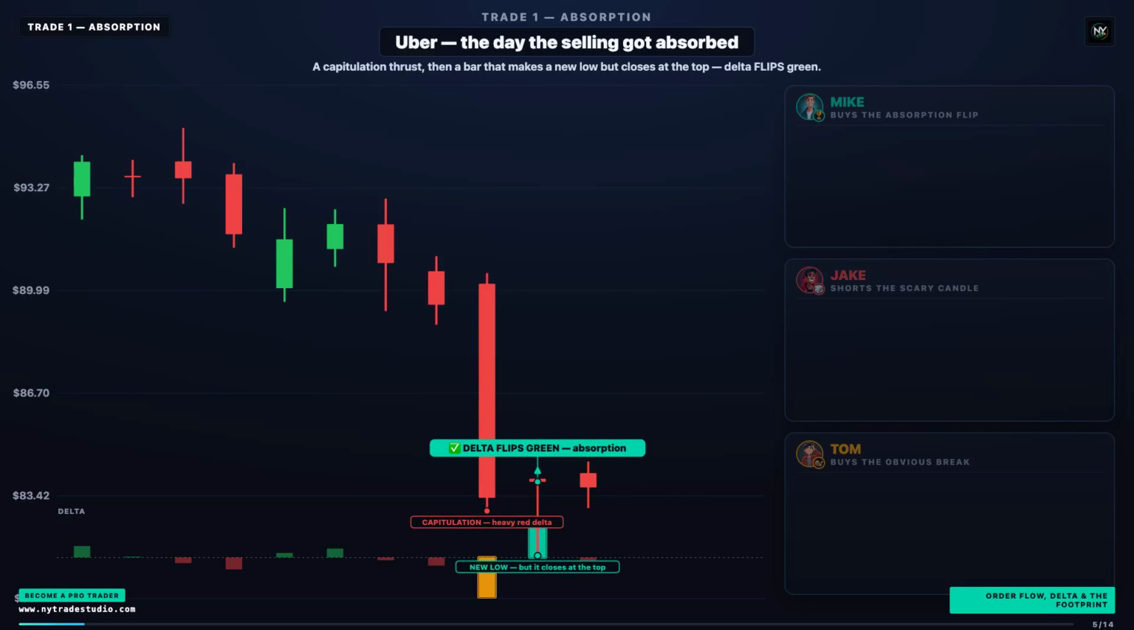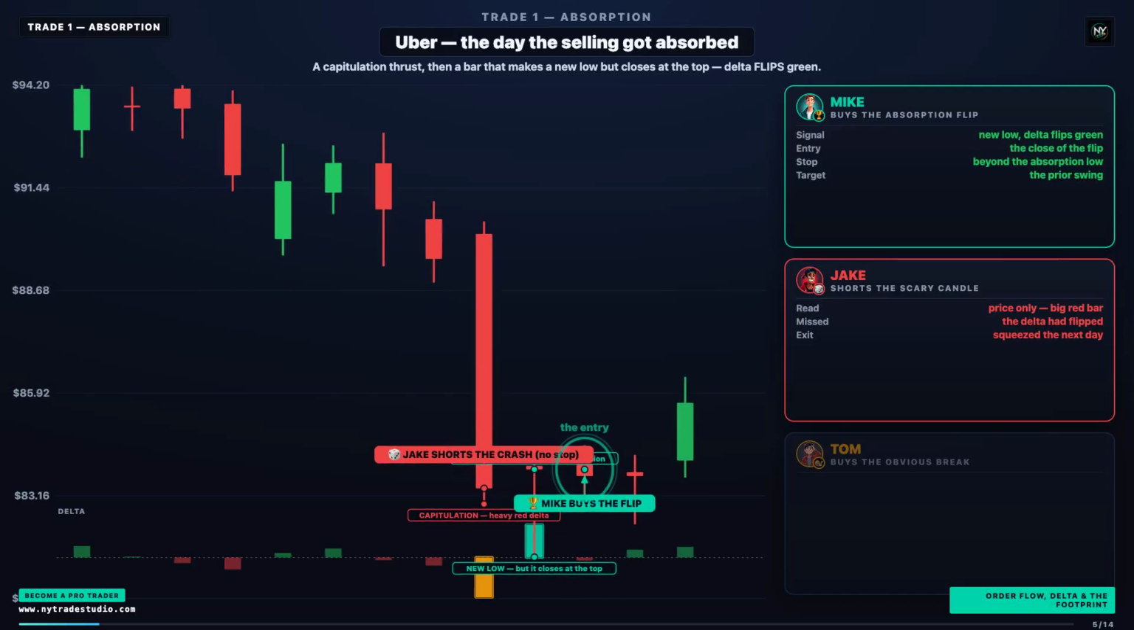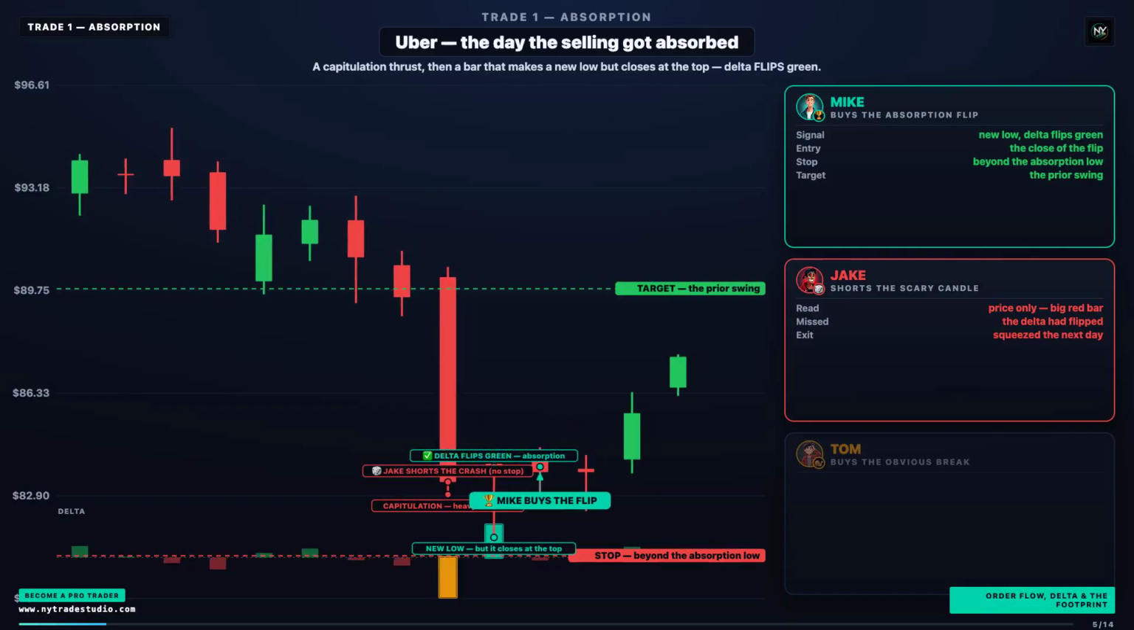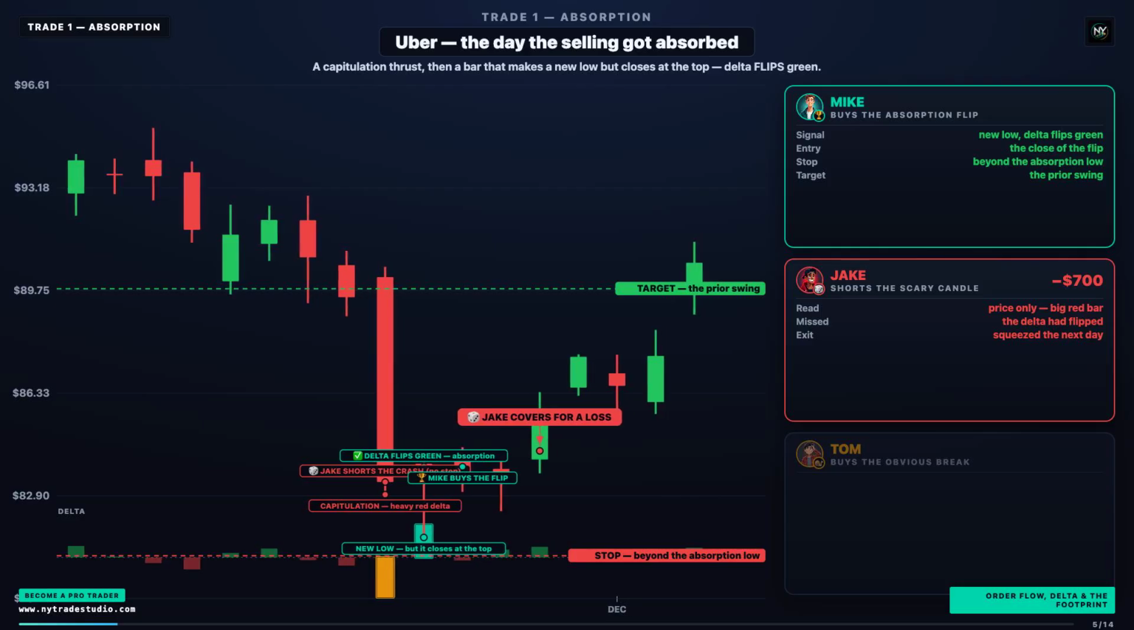Jake never looks at the strip. The big red day convinces him the floor is gone, so he shorts the scary candle, no stop. Mike waits one day to be sure the low holds, then buys the flip. His stop just beyond the absorption low, his target the prior swing high. The day after he is in, price is already squeezing, and Jake gets squeezed out for a loss almost exactly where Mike bought. From there it just climbs.